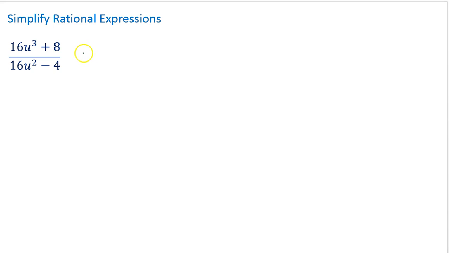Now in the numerator, what we have here is a sum of cubes. 16u to the third is a perfect cube, and 8 is a perfect cube. And perfect cubes factor into a short set of parentheses, which represents a binomial, and then a long set of parentheses, which is going to be a trinomial. In the denominator, we'll talk about it when we get there, but let's factor this numerator. When you have a sum of cubes, you take the cube root of the first position. So the cube root of 16 is 2.